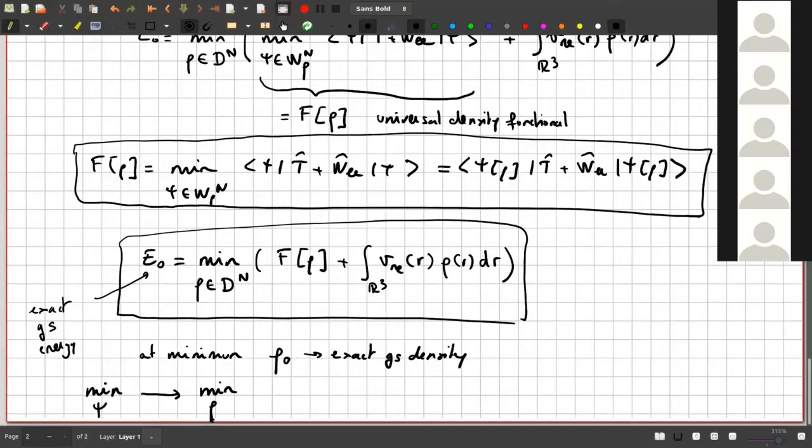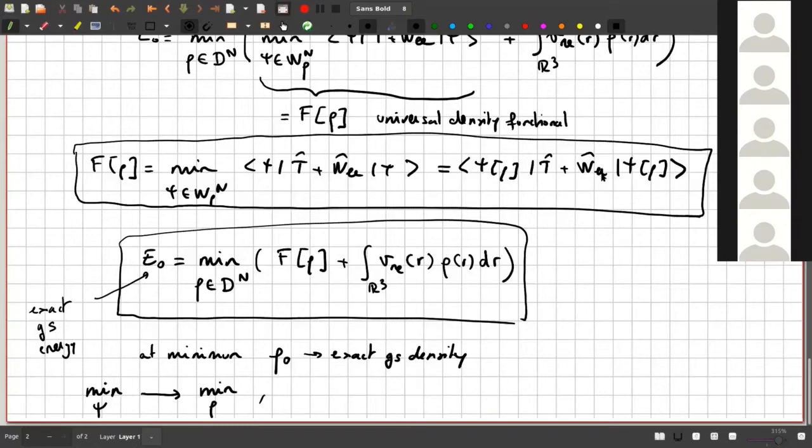The only issue is that in order to use this expression, you now need an approximation for this F of rho, okay? And the problem is that for this F of rho, we don't have good enough approximations to do chemistry. In particular for the kinetic energy part, this F of rho has a kinetic energy part and a potential part, and we don't have good enough approximations. So in practice, we don't do that, but we are going to reintroduce some wave function, and this is the Kohn-Sham scheme that we come to now.